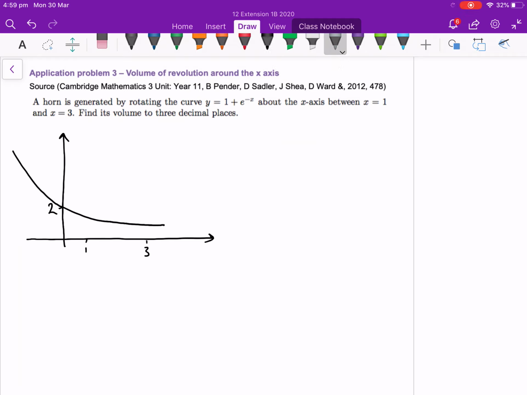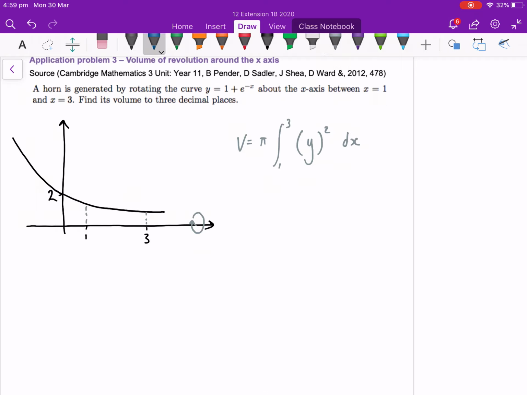Again, scale, we're not worried about the scale, we're just worried about what the function looks like, the shape of it, and where it's positioned on the axis. So just to recap in terms of volume around the x-axis, we're rotating it this way around. And volume is equal to pi between 1 and 3 of y squared dx.